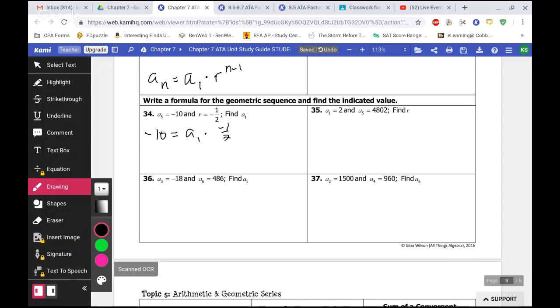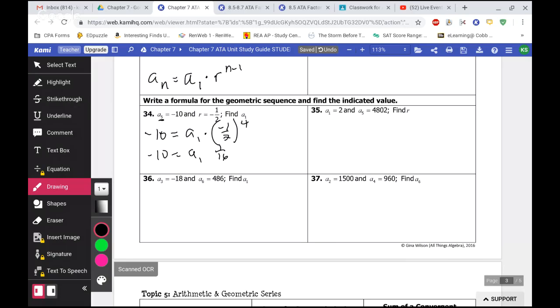And the n minus 1 that we have, we're working with the fifth term. So that's going to be 5 minus 1. So this is going to be negative 1/2 raised to the fourth. Does that all make sense? Yes. Okay. So negative 10 equals a sub 1 times negative 1/2 raised to the fourth. What is that? That's negative 2, 4, 8, 16. Negative, that's going to be a positive 1/16. Did y'all get the same thing? Yes, I did.